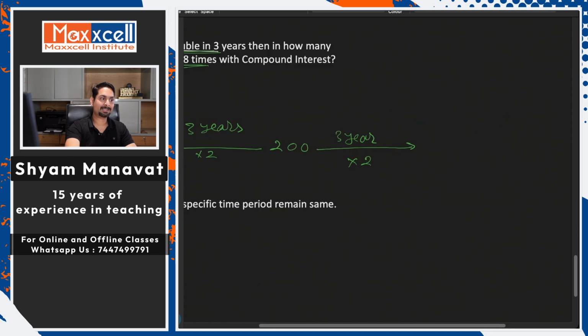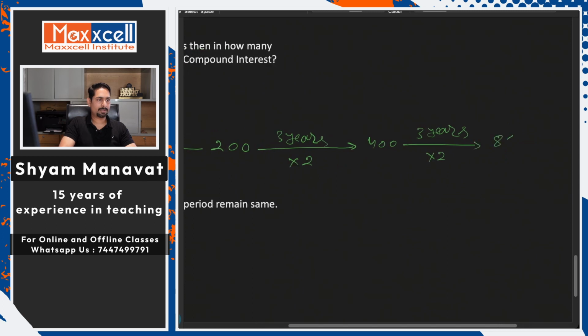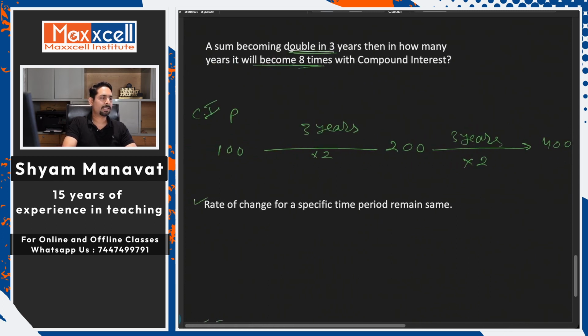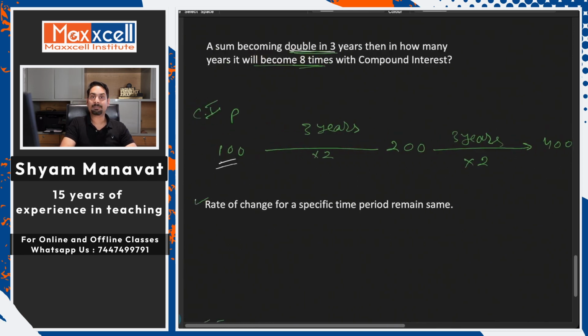So time period is 3 years here, right? Multiply by 2, it will become 400. Now again in the next 3 years it will be multiplied by 2. So it will become what? 800 here. So the 100 becomes 800. It is becoming 8 times, right?